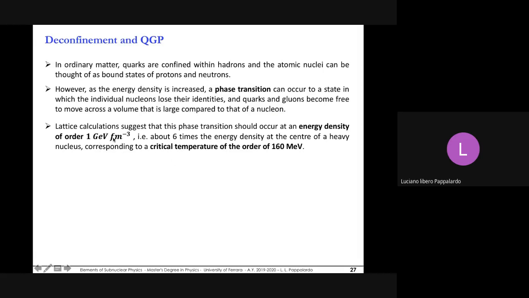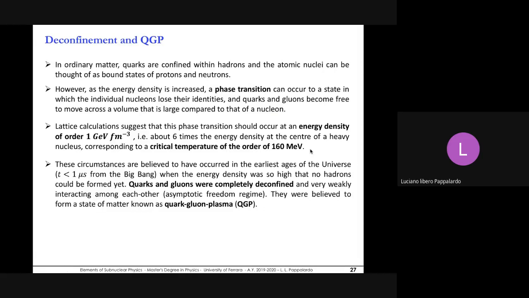And this is essentially 6 times the energy density at the center of a heavy nucleus. Suppose you have a gold nucleus or a lead nucleus, okay? With a density of ρ0, then you need to increase this by at least 6 times in order to obtain the proper energy density that would allow this phase transition. Okay, and this corresponds also to a critical temperature of the order of 160 MeV.